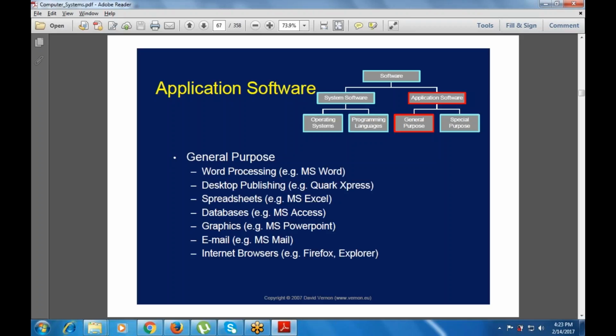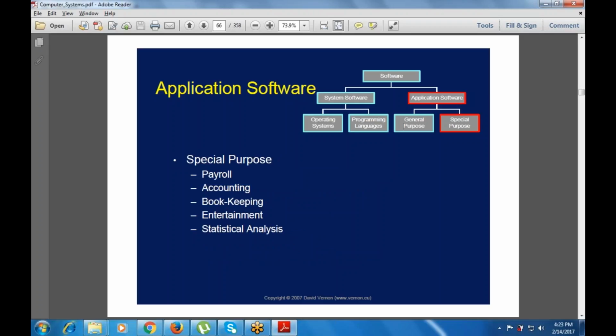One is the general purpose. That is the next type of application software. This includes word processing, MS Word; desktop publishing, that is the Quark Express that we are using; spreadsheet, that is MS Excel; database, MS Access; PowerPoint; graphics; email, MS Mail or Outlook; and internet browser, that is Firefox or Explorer or Mozilla, whatever.